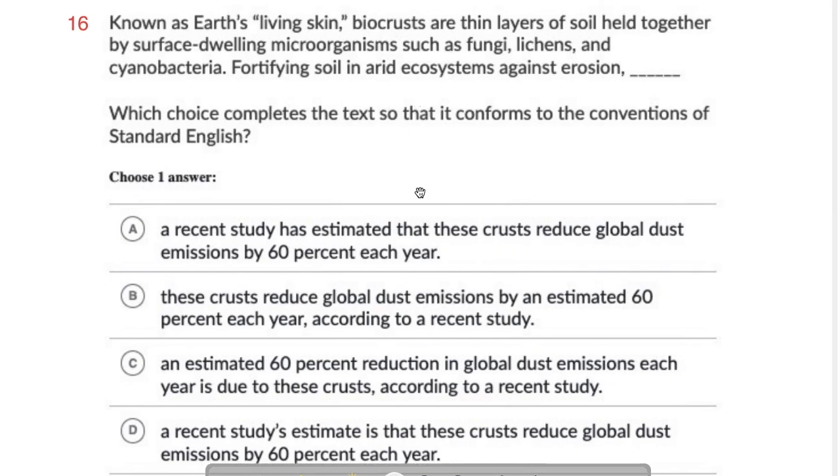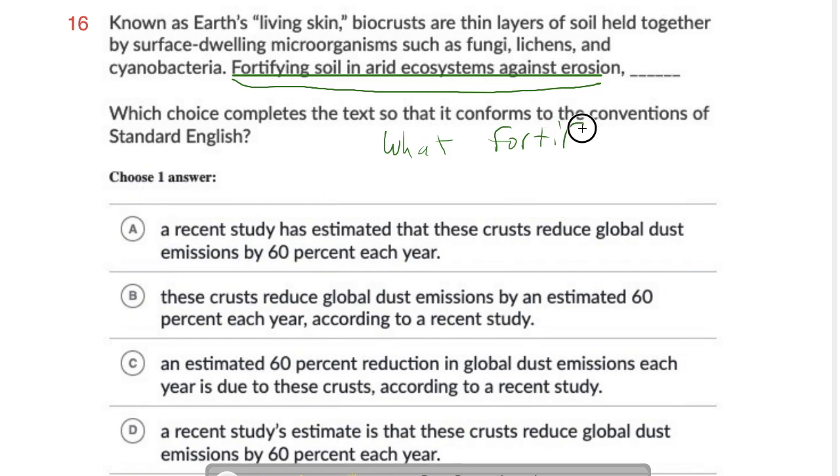With this one, we're back to the dangling modifier issue. And again, we can see that because we've got long answer choices that have different word orders that start out with different subjects. And so what we want to do is to take the modifier and turn it into a question. What fortifies soil against erosion? What fortifies soil in arid ecosystems against erosion?